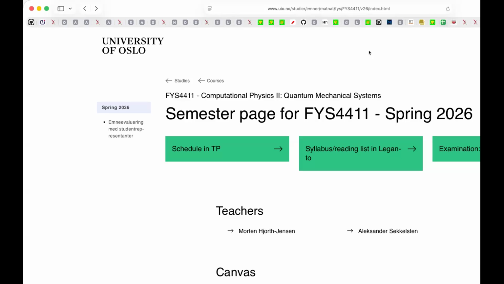So welcome everybody. What I want to do first is to give you an introduction to the course and the layout, and where you find the information and everything. After the lecture, we will have the first lab session just to get started with the project.